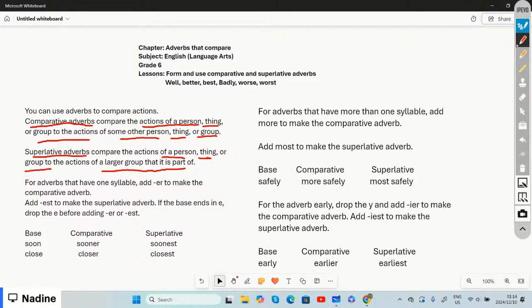All right, so now when it comes to adverbs, remember we said that adverbs can be used to compare either words or phrases. For adverbs that have one syllable in the word, we just add er to make the comparative adverb. That is if it has only one syllable in the word.